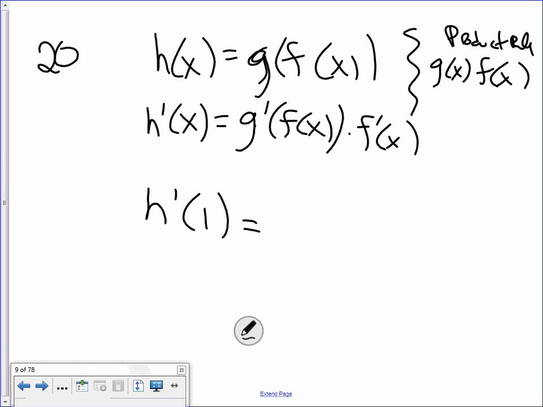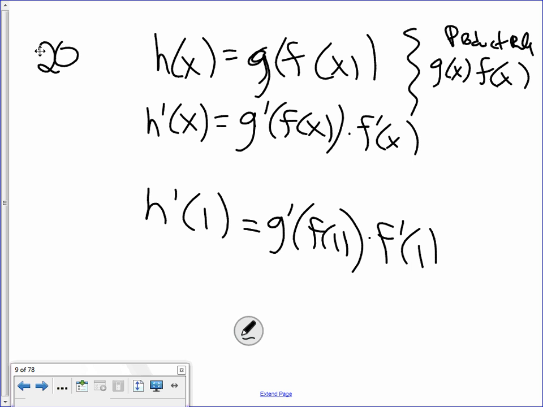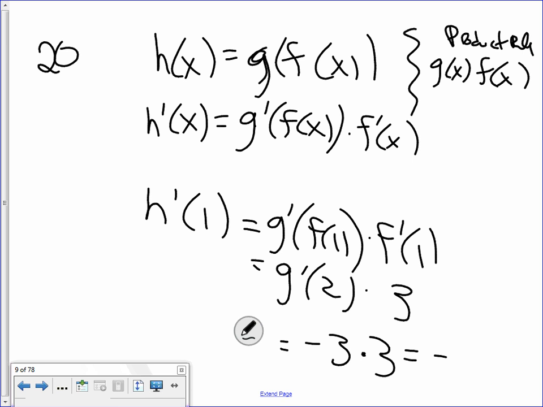Good. Then you can figure out what h prime of 1 is, because it's g prime of f of 1. So we'll have to get f of 1, and then we're going to multiply it by f prime of 1. So now you look at the little chart, and you find f of 1, which is 2, I believe. So we need to get g prime of 2, and f prime of 1 is 3. Now g prime of 2 is negative 3. So we get negative 3 times 3, which equals negative 9.